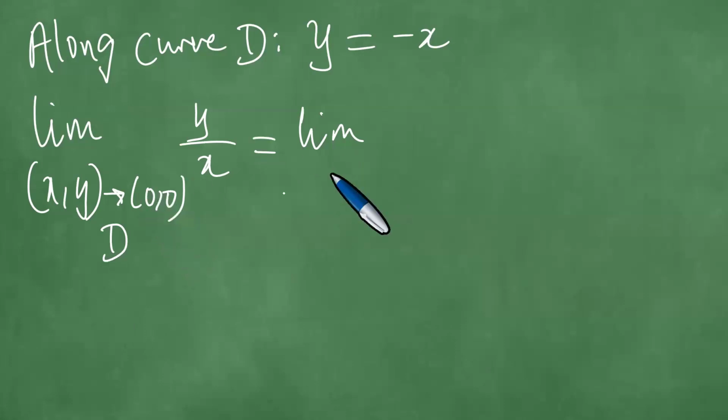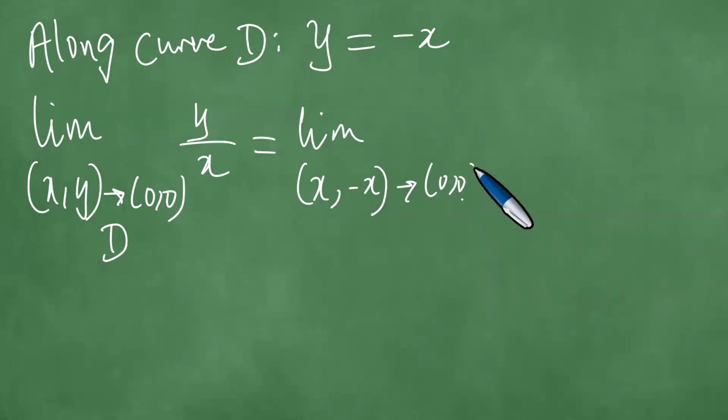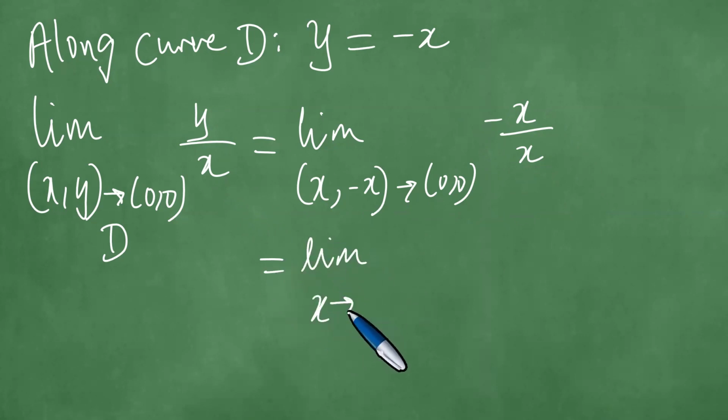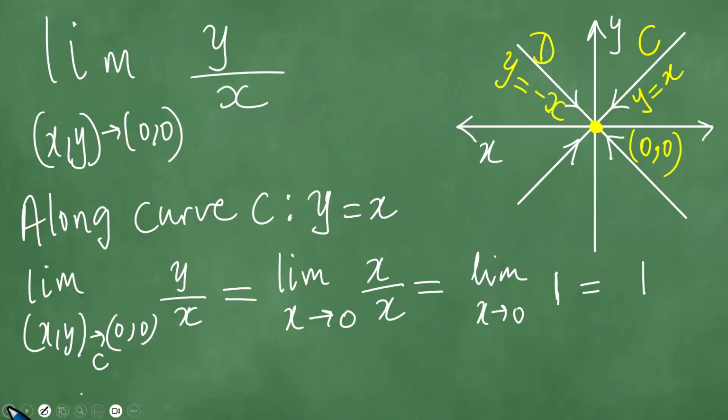So in other words, you can write it like this: wherever there is y, you put minus x, and this approaches 0 and 0. Wherever there is y, you have minus x over x. So the first component approaches 0, and the second component also approaches 0. So you have minus 1 here. And this result is minus 1. Okay, so the limit along curve D is minus 1. Note that. And also we have that the limit along curve C is 1.